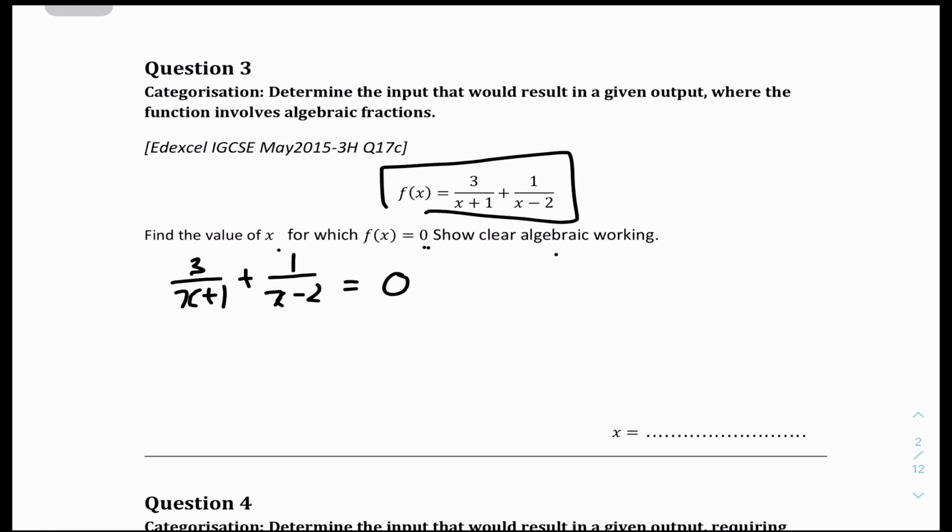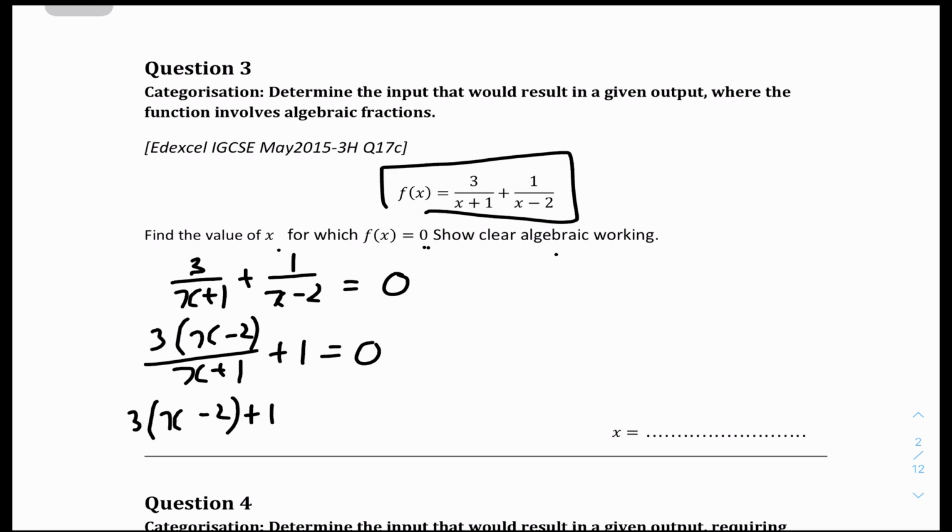We can times the whole thing by x minus 2 first to get 3 times x minus 2 over x plus 1 plus 1 equals 0, because 0 times anything is 0, and times everything by x plus 1 as well as expanding this bracket. Let's just do it step by step. So it'll be 3 times x minus 2 plus 1 times x plus 1 equals 0, because 0 times anything is 0. So just expand the bracket to get 3x minus 6 plus x plus 1 equals 0.